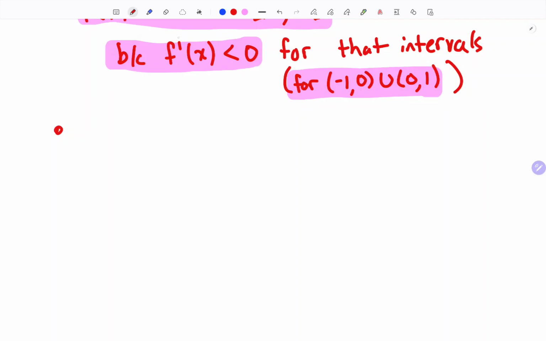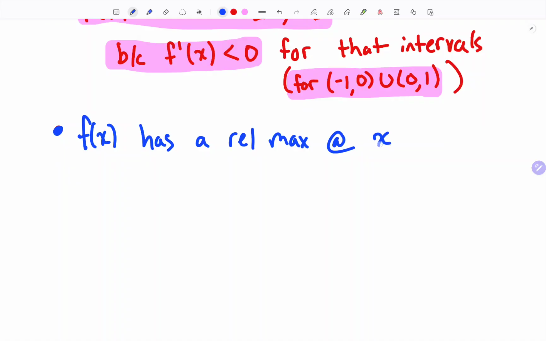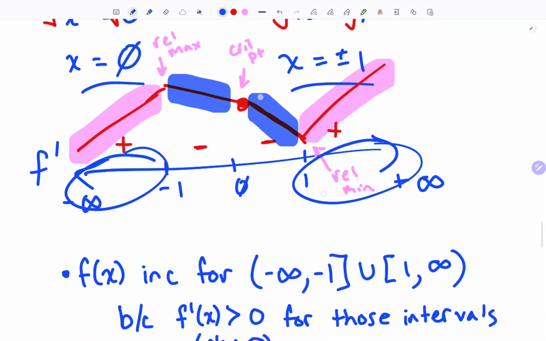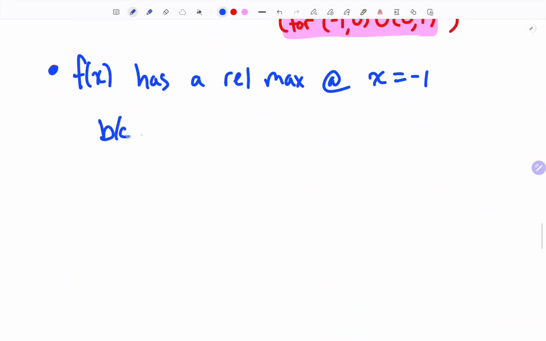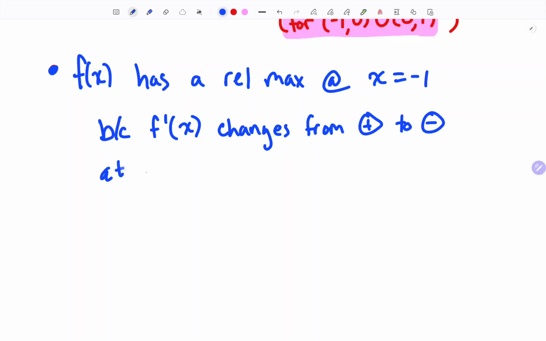Okay. Next up, let's check our relative maximums. So f of x has a relative max at x equals negative 1, right? It's up here, this guy here, right at the top of that number line analysis. And it's why? Because what did we do? F prime changed from positive to negative. So because f prime of x changes from positive to negative at x equals 1. You'd also say at that point.